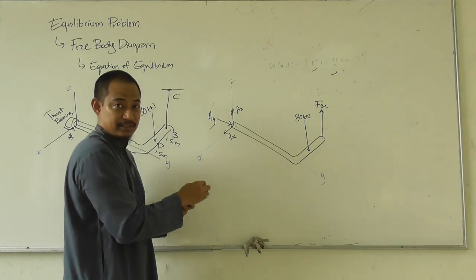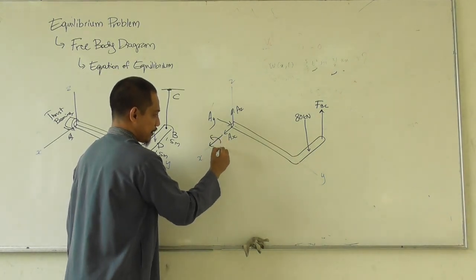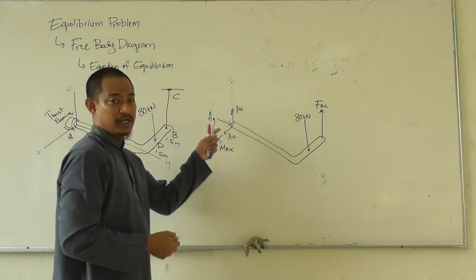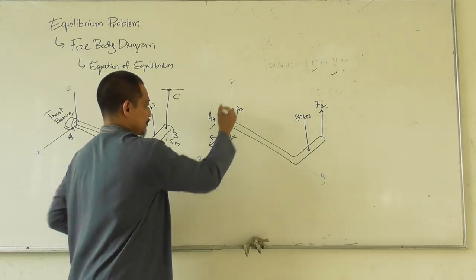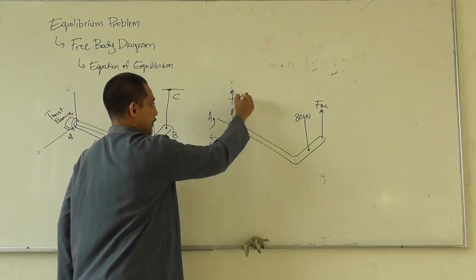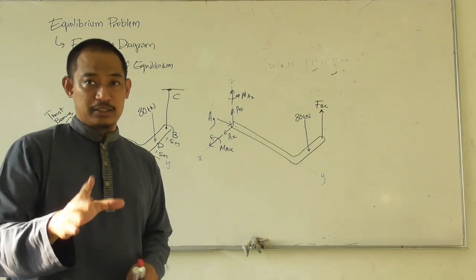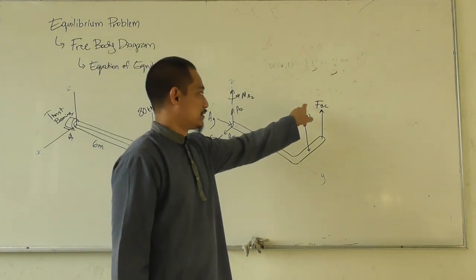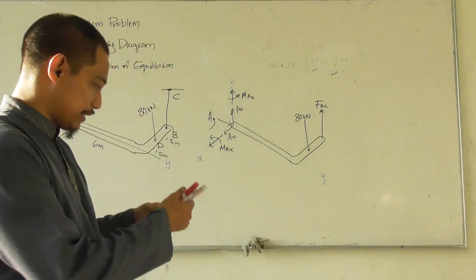Do you have M about X? Can you rotate about the axis? No, you cannot. So you have MX. Can you rotate about Y? Yes, it's free to rotate. About Z? No, so you have MZ. Alright, how many unknowns here? 1, 2, 3, 4, 5, 6 unknowns. Can you solve? Yes, you can. You have 6 equations.